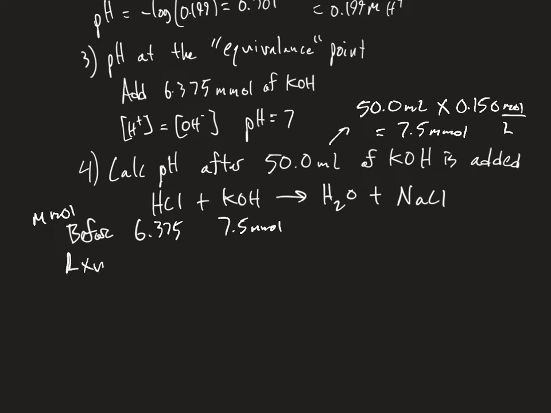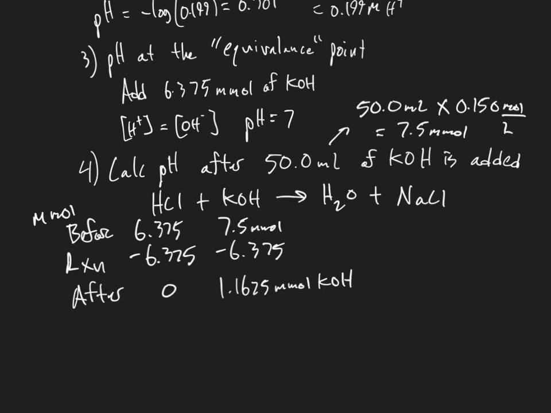So reaction is going to occur. Now that we have excess KOH, all of this is going to react. And a 1-to-1 ratio will react here. And after, we've got no more HCl. So now our pH is going to be determined by how much OH minus we have. So we have 1.1625 millimoles of KOH.